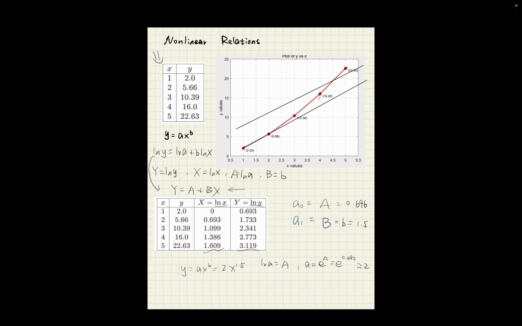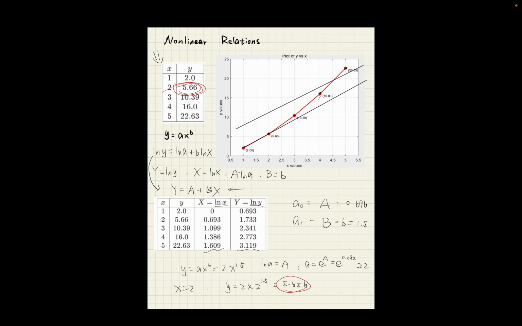Now let's quickly check if this is a good result. Let's just plug in x equals 2. Y should be 2 times 2 to the power of 0.5, which is, well, 5.656. And what we wanted is 5.66. So we got it. The performance is good.